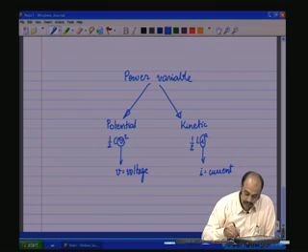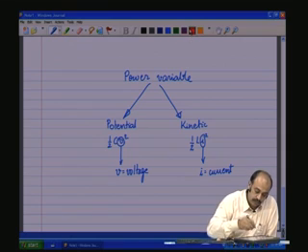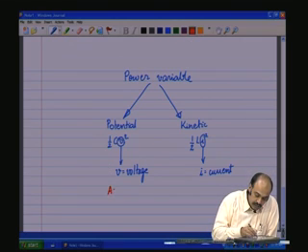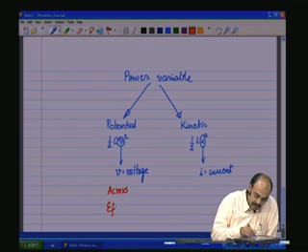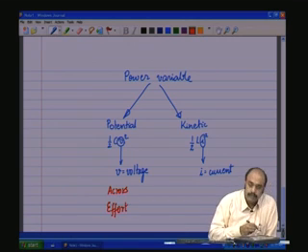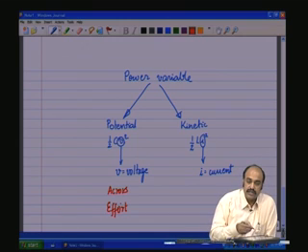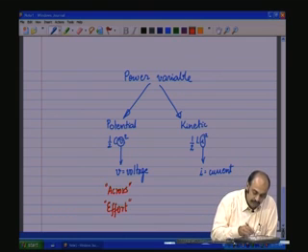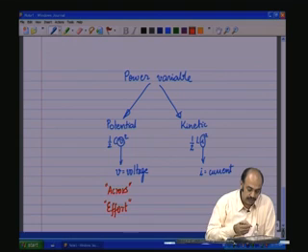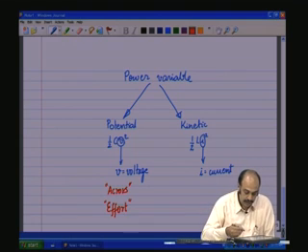These two variables have been called by various other names also. So, they are called the potential variable, they are also called the across variable, and it is also called the effort variable. The across variable, because it is the voltage across a device, that is why it is called across variable in some literature. Effort variable is used in some literature, especially in bond graph modeling methods.